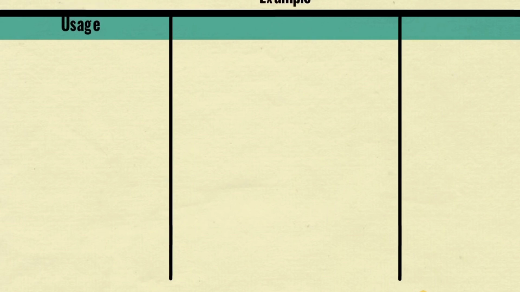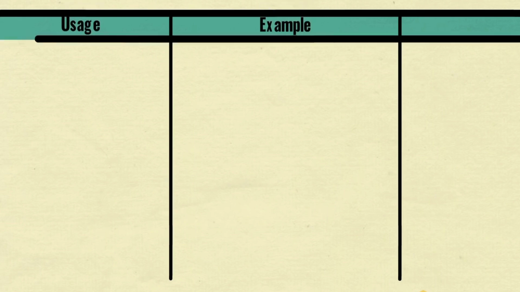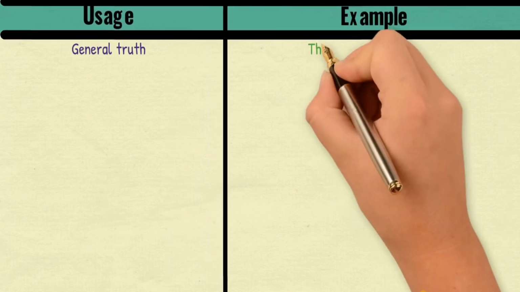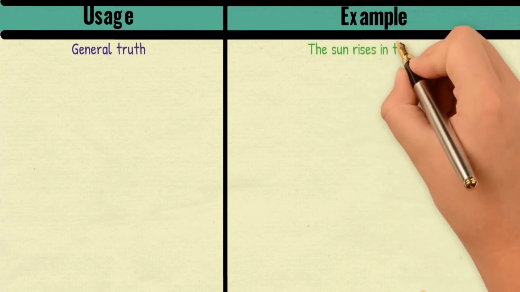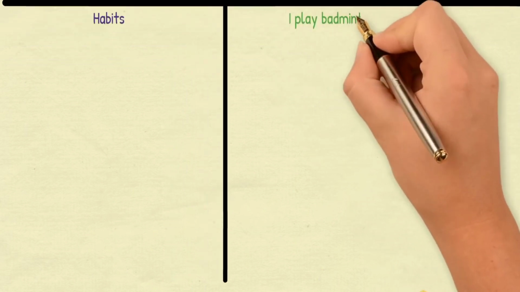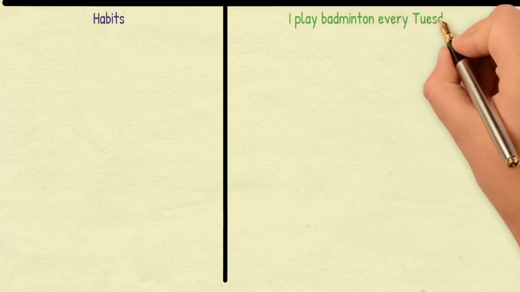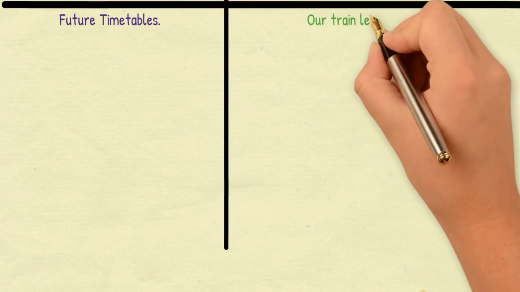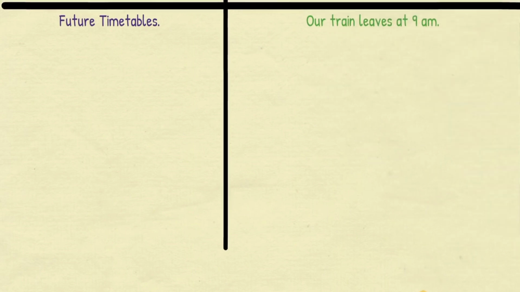Usage. Example. General truth: the sun rises in the east. Habits: I play badminton every Tuesday. Future timetables: our train leaves at 9 a.m.